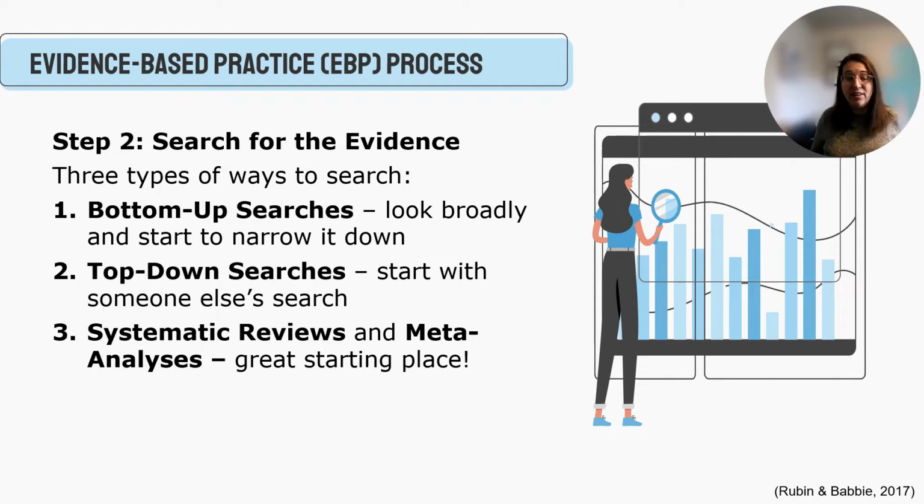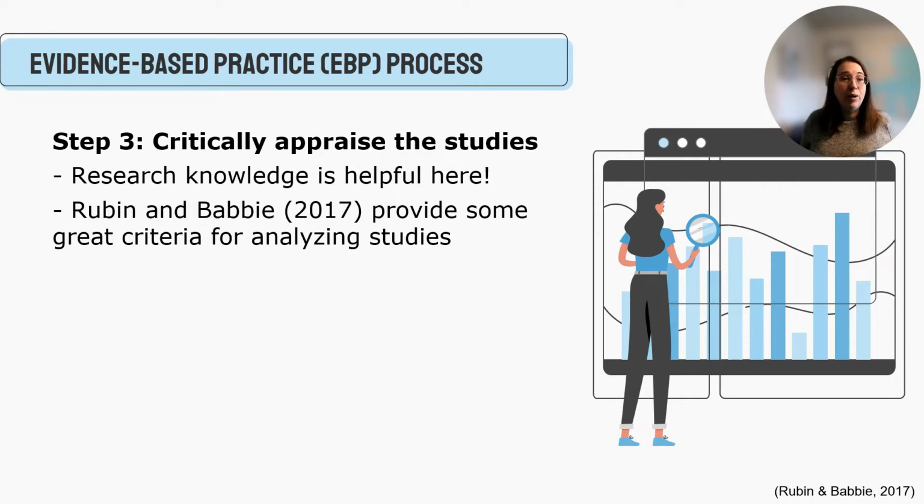And then finally, there's systematic reviews and meta-analyses, and these are a great starting point as well. Step 3, you're going to critically appraise the studies. So again, research knowledge is helpful. We'll talk more about this through the rest of the semester. And Rubin and Babbie provide some really great criteria for analyzing studies in the textbook as well.